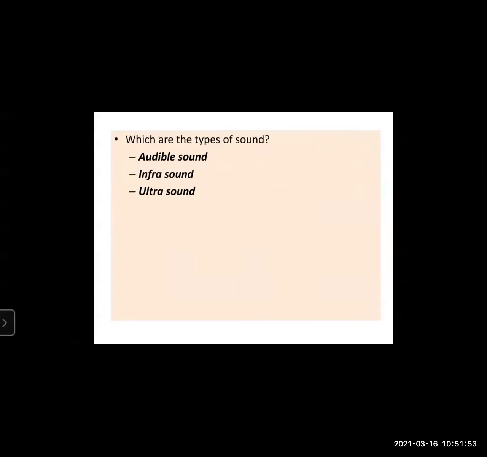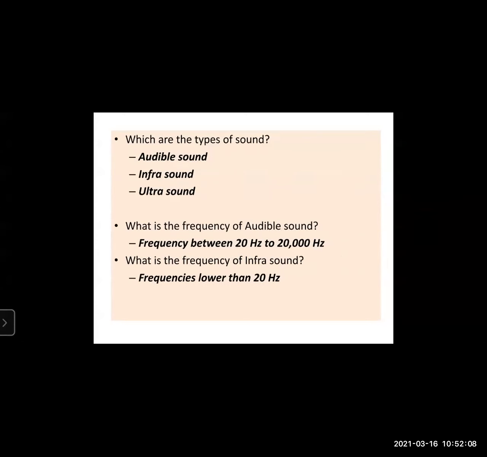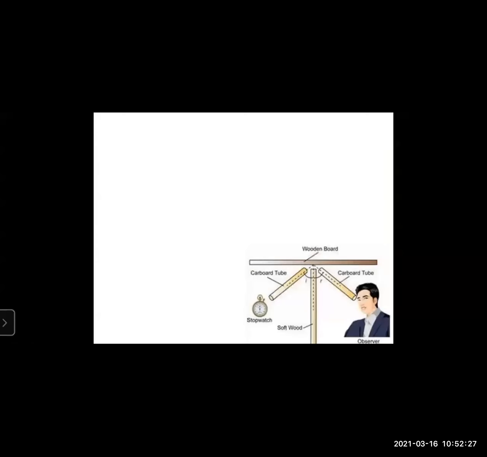Which are the types of sound? That is audible sound, infrasound, and ultrasound. What is the frequency of audible sound? The audible sound has a frequency between 20 hertz and 20,000 hertz. Next, what is the frequency of infrasound? The frequency lower than 20 hertz is called infrasound. And what is the frequency of ultrasonic sound? The frequency greater than 20 kilohertz or 20,000 hertz is called ultrasonic sound or ultrasound.